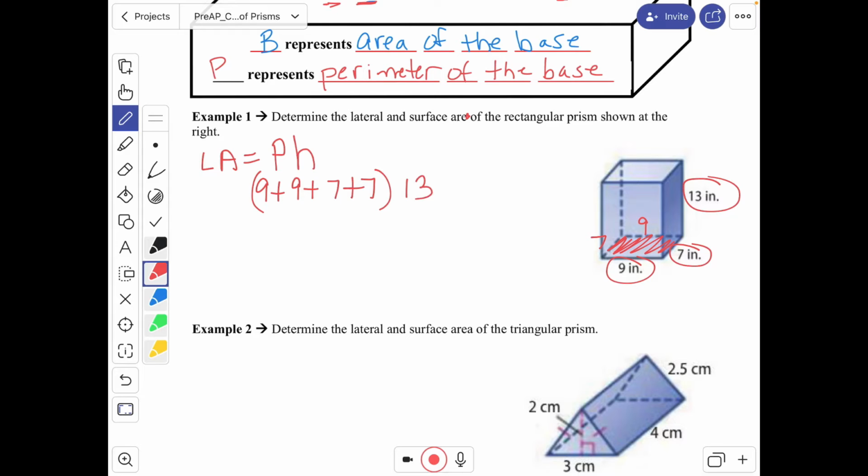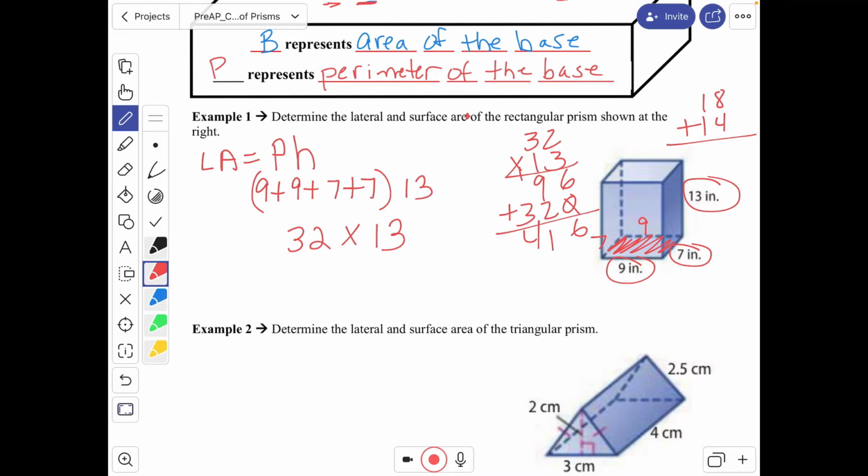Well, 9 plus 9 is 18. And 7 plus 7 is 14. And 18 plus 14 makes 32. Times 13. 32 times 13 is 416. And this is area, so it's inches squared or square inches. That's for lateral. It also said the surface area.